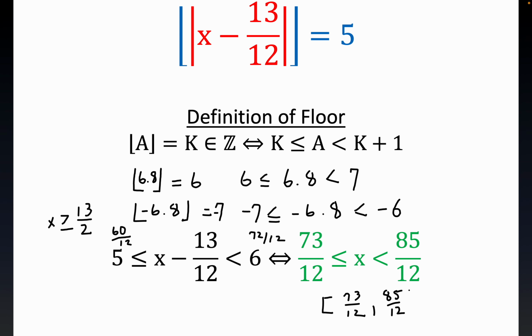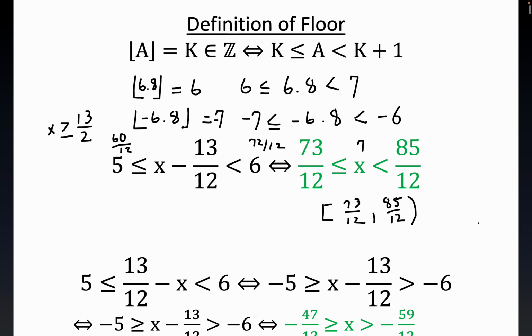Now, if you don't trust this, notice that 84 over 12 is 7. So 7 is in this interval, right? 7 is contained in this interval. And you can go back and check to see that 7 works here. If you did 7 minus 13 over 12, that would be 5 and 11/12, which has a floor of 5. So again, 7 is an integer value in this interval that you could check if you want.